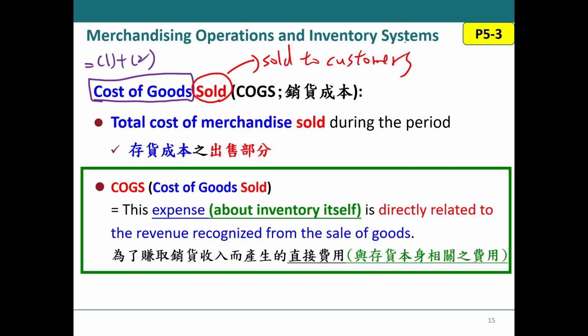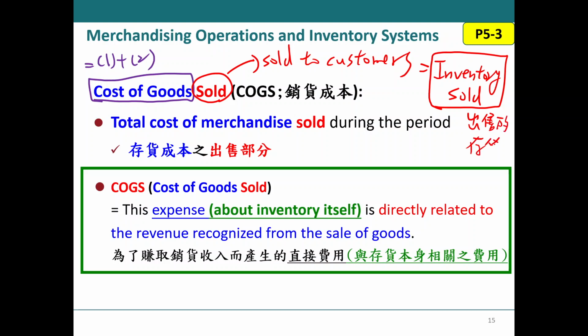Okay? So we talk about that, for the inventory you sold to customers. So it means inventory sold. (出售的存货) Okay?